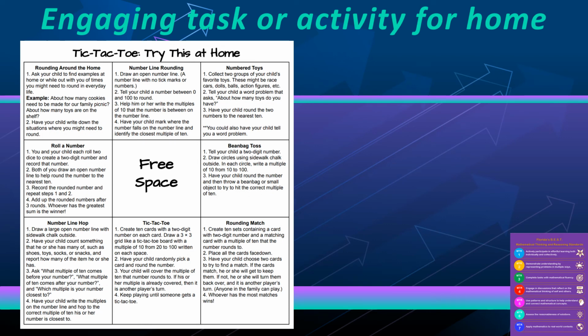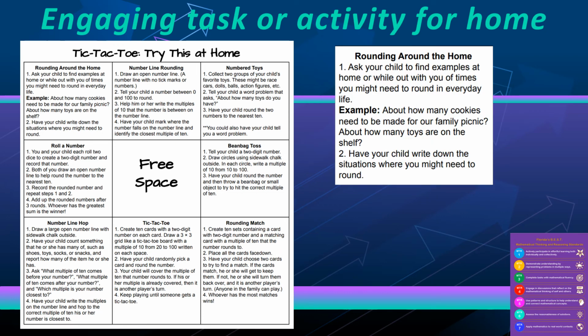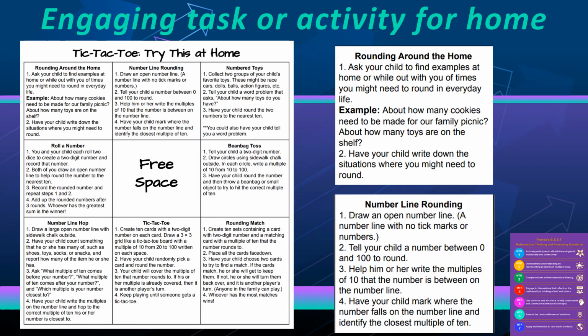We want students to continue learning at home. Here, students can play some games on the tic-tac-toe board. This board can be found on the parent letter. Here's an example of rounding around the home. Ask your child to find examples at home or while out with you of times you might need to round in everyday life. This is another example of MTR 7. Another activity is number line rounding, where students will use their knowledge of the base 10 system to round to the nearest 10.